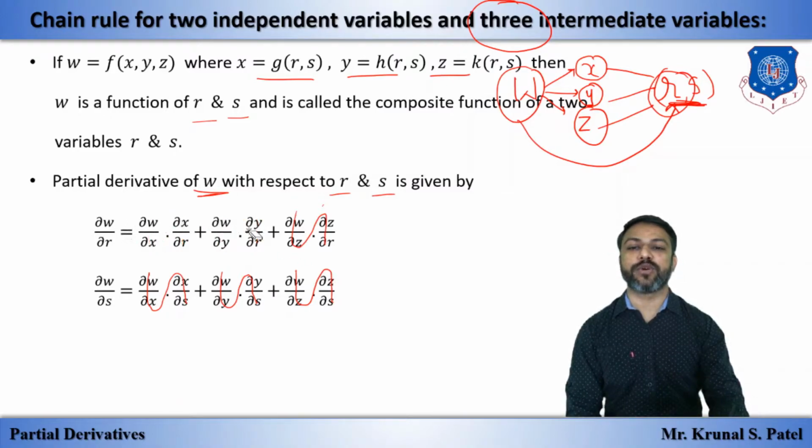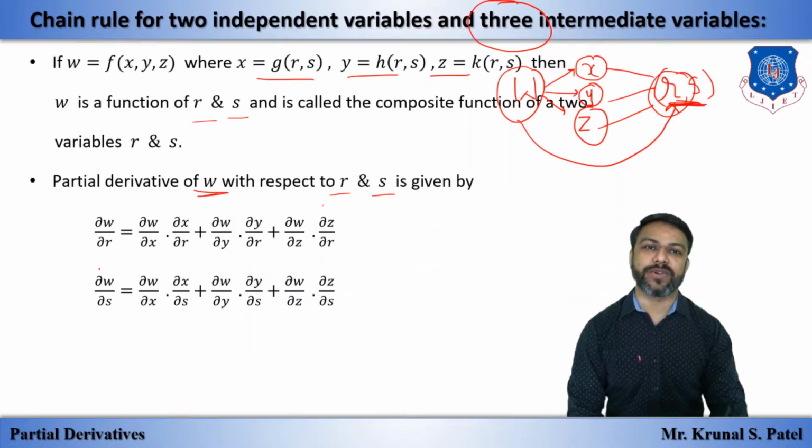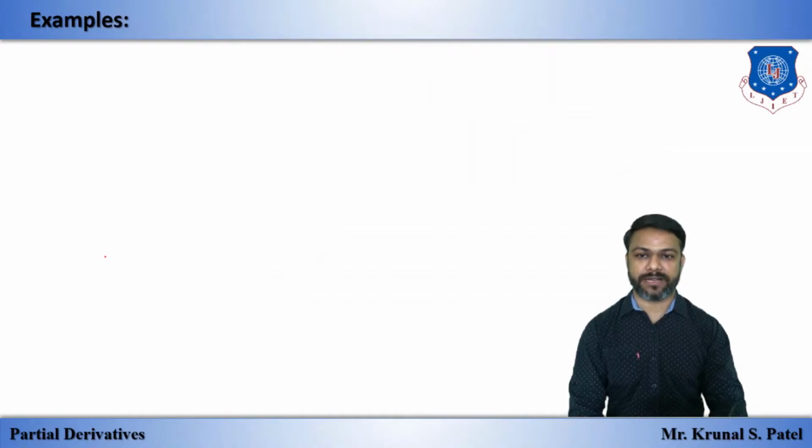So these are the formulas for partial derivative of composite function with two variables. So let's have a look at the example and understand this topic better.